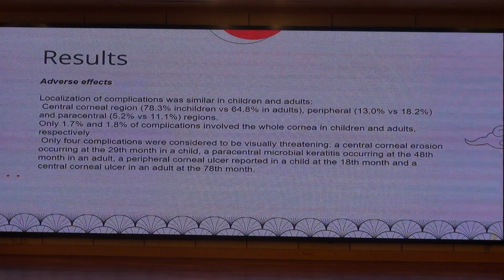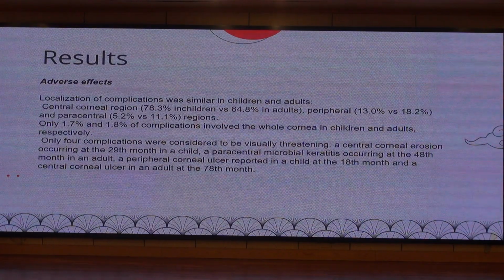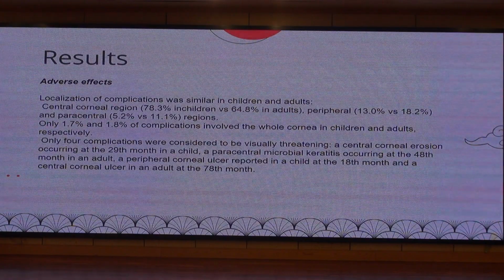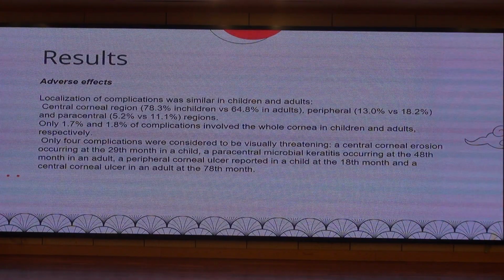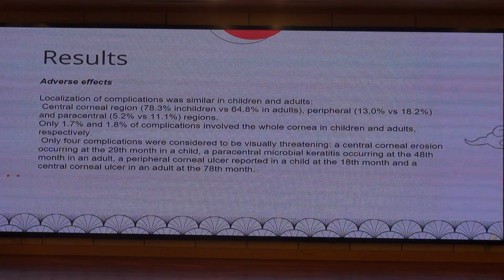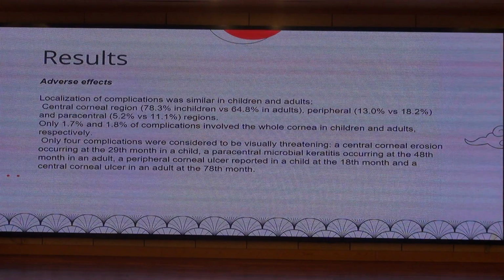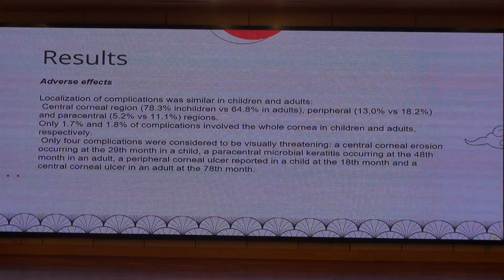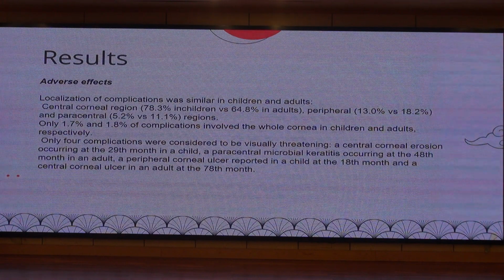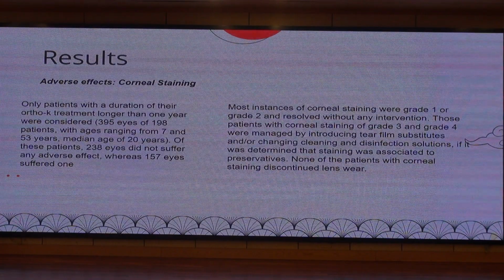They include a central corneal erosion occurring in the 29th month in a child, paracentral microbial keratitis occurring in the 48th month in an adult, a peripheral corneal ulcer reported in a child at 18 months, and a central corneal ulcer in an adult in the 78th month.